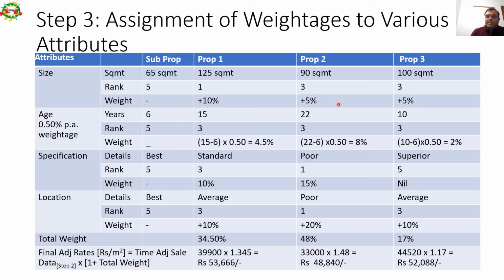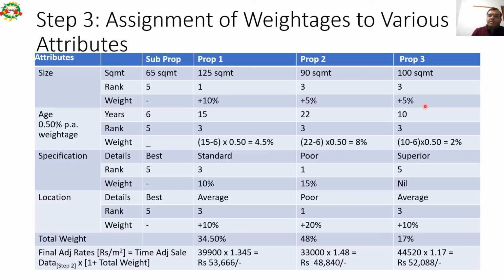So here in this case, 5% price rise for the size attribute, 8% for the age attribute, 15% for the specification attribute, and 20% for the location attribute. We have to increase by plus 48%. That is the total weight of adjustment. It can be negative also in certain cases if our property is inferior to these properties.